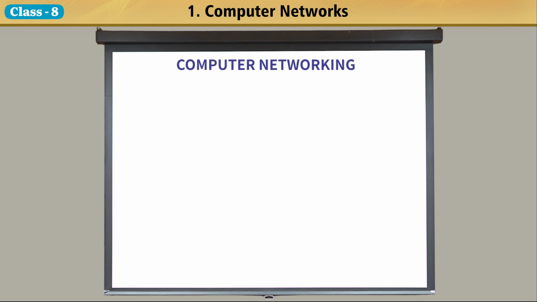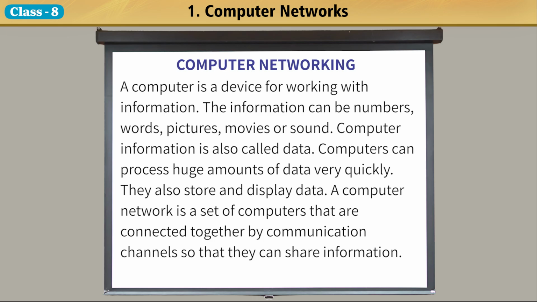Computer networking. A computer is a device for working with information. The information can be numbers, words, pictures, movies, or sound. Computer information is also called data. Computers can process huge amounts of data very quickly. They also store and display data.